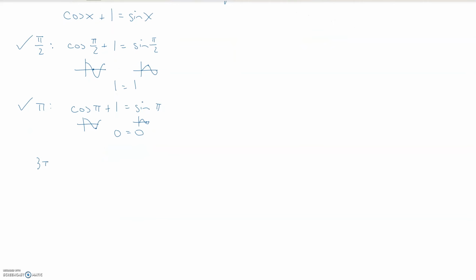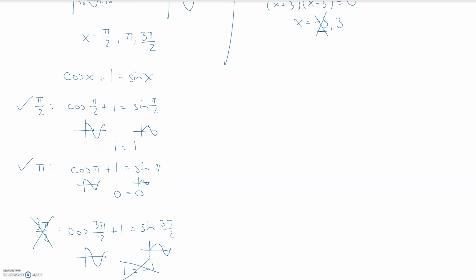So finally, I have to try 3 pi over 2. So I have cosine 3 pi over 2 plus 1 equals sine 3 pi over 2. Cosine of 3 pi over 2 is 0. 0 plus 1 is 1. Sine of 3 pi over 2 is negative 1. Negative 1 and 1 are not equal. Therefore, 3 pi over 2 does not work. 3 pi over 2 is an extraneous solution. So I have two answers, x equals pi over 2 and pi.